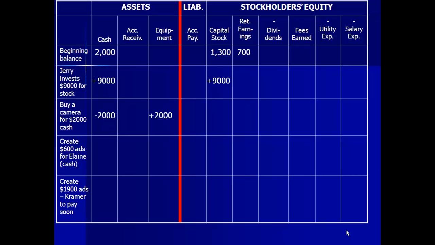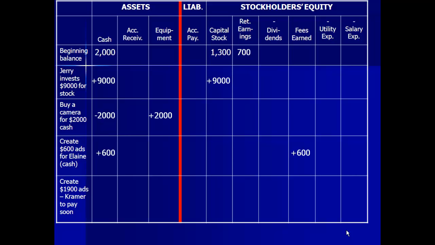The next one, I create some ads for Elaine. I am an advertising company. Okay? I do some work for Elaine and she pays me in cash right away. What do I have more of? I have more cash. Okay, let's put plus 600 under cash. What else do I have more of? Fees earned. Why is that? I did work. Anytime I do work, I have more fees earned. And that is my revenue. I have more cash and I have more revenues. And we call my revenues fees earned.